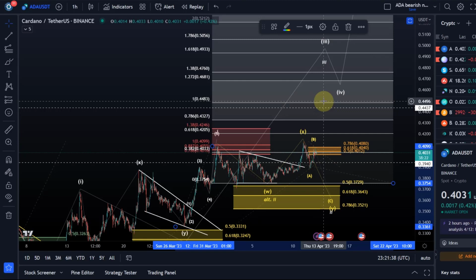That's everything about ADA at the moment. So we need to be patient. We watch the chart. I'll keep you updated.